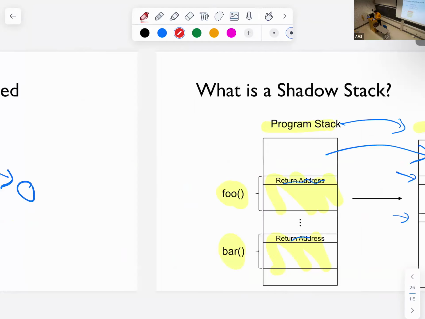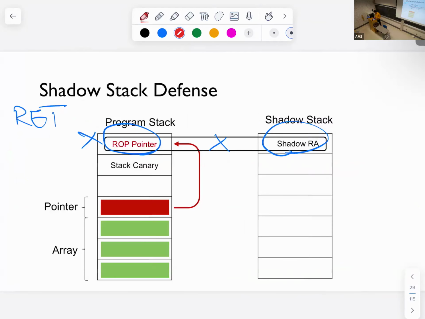The shadow stack idea was that we push and pop: whenever we have a call, we push the address not only into the regular stack, but also into the shadow stack. And when we are popping, we compare the address stored in the shadow stack with the address stored in the regular stack.